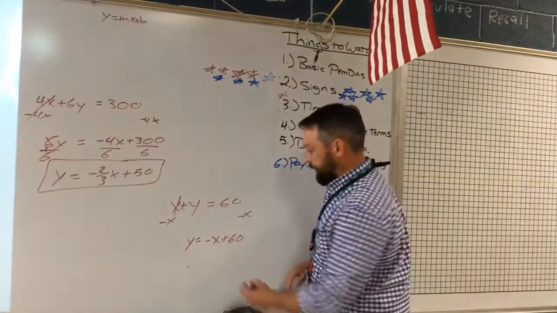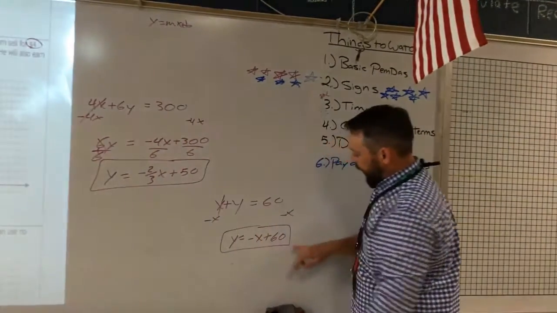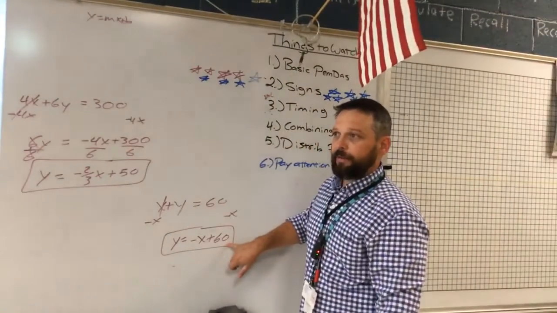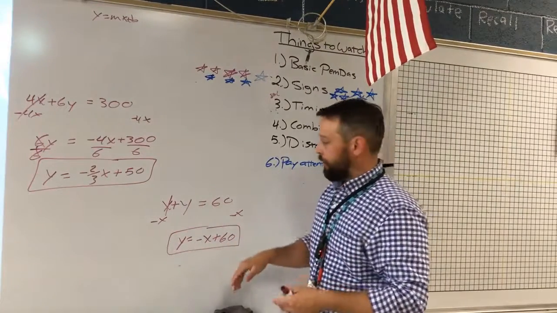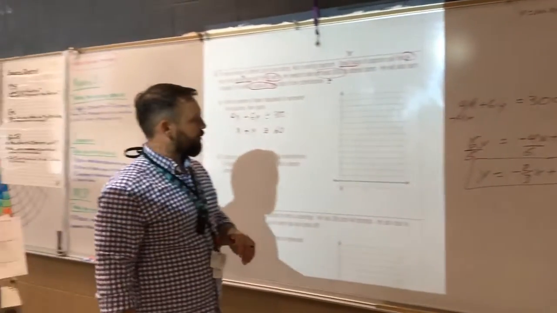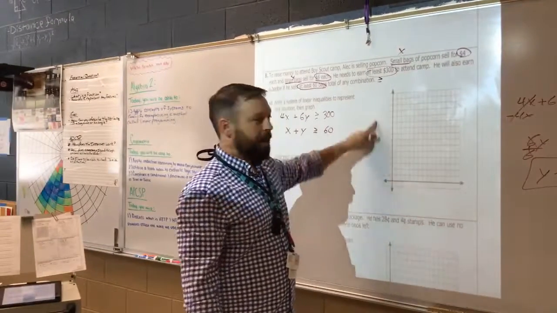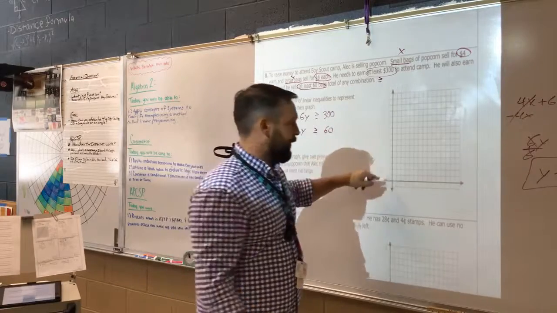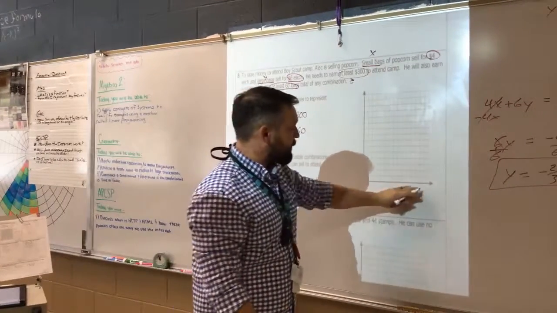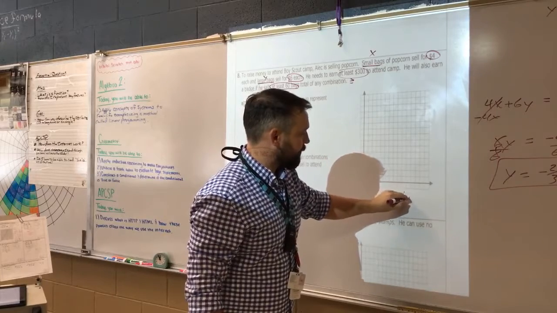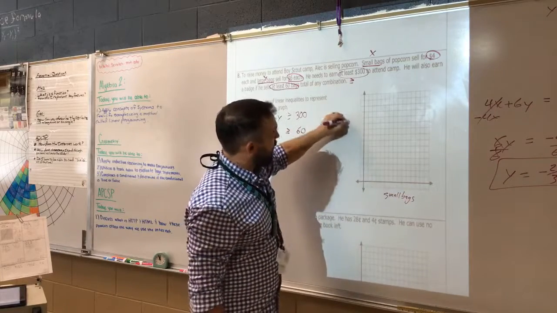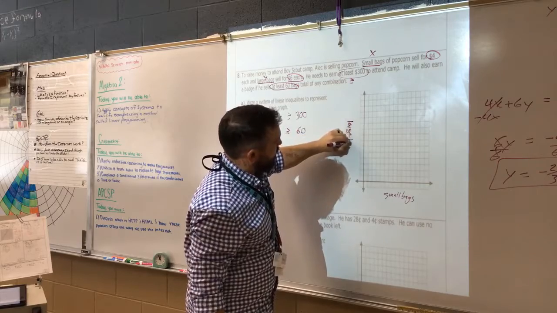And it's in slope-intercept form now. So I need to make sure my y-axis represents 60 units. So I'm going to come back over here to my graph. Let's go ahead and label our axes. Probably should have done that at the beginning, but that's fine. Now's a good time. So the x-axis represents the small bags, and the y-axis is the large bags.